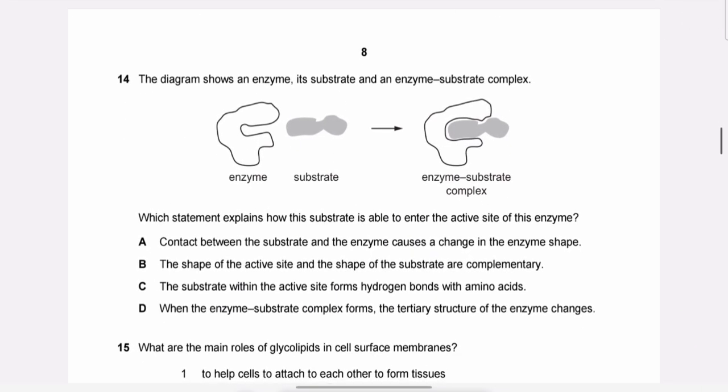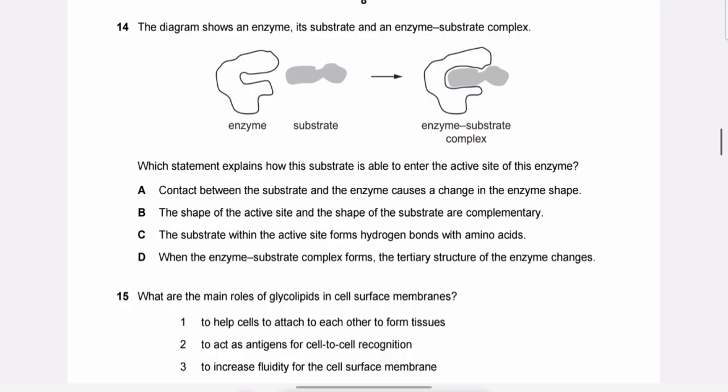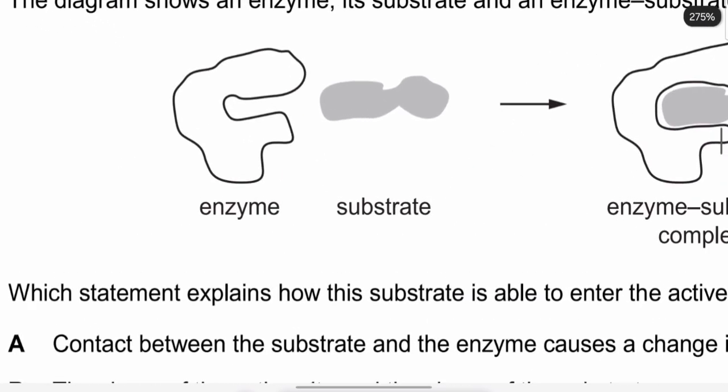And now for number 14, it says the diagram shows an enzyme, its substrate, and an enzyme substrate complex. It says which statement explains how this substrate is able to enter the active site of this enzyme. Because as you can see, the shape is slightly different from this.